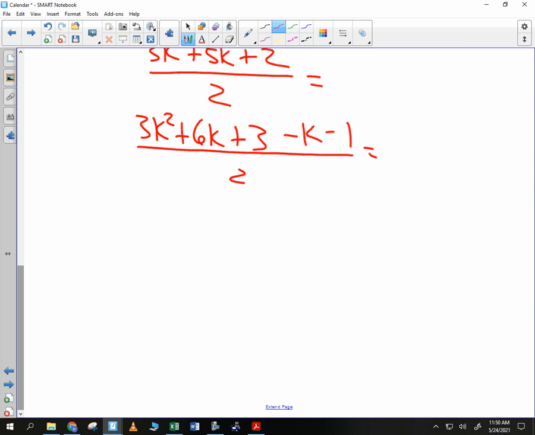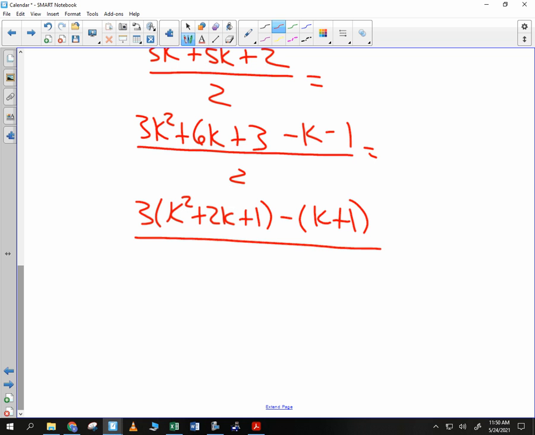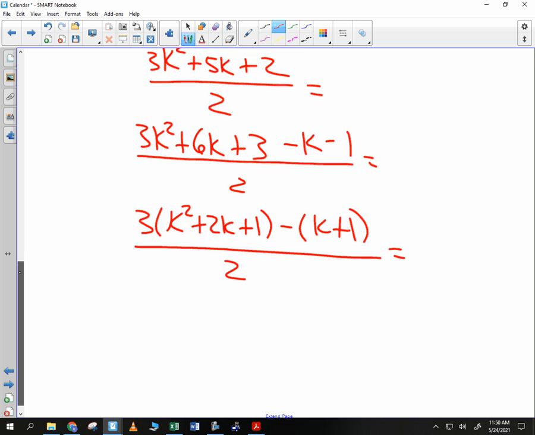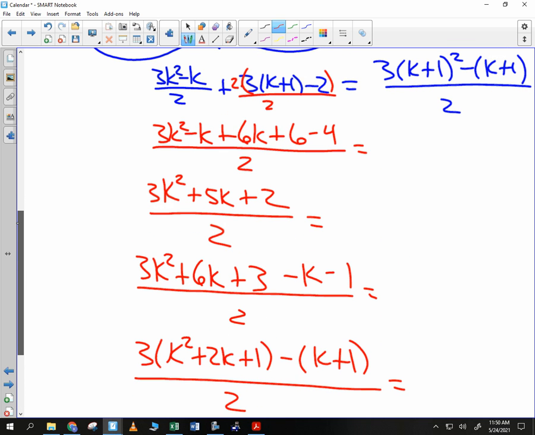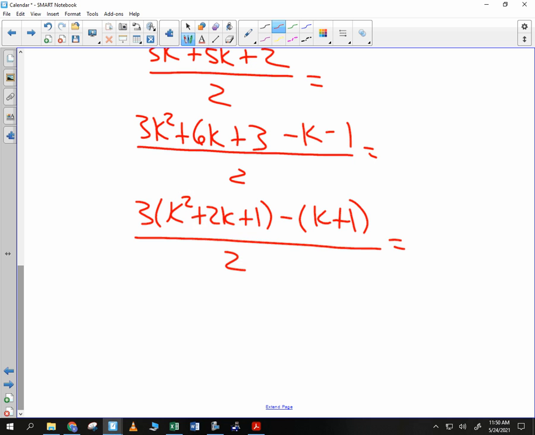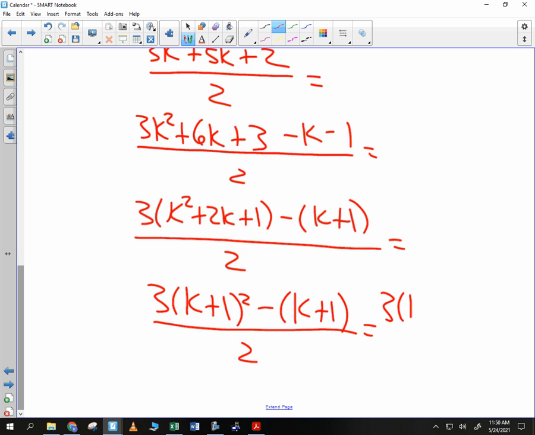So what should I factor out of this? A 3. And if you do, you get k squared plus 2k plus 1. What should you factor out of this? A negative 1. And you get k plus 1. Ooh, that looks pretty close to what we need, isn't it? All we have to do is just recognize that that's a perfect square. As in 3 times k plus 1 quantity squared minus k plus 1 divided by 2. And that equals 3 times k plus 1 quantity squared minus k plus 1 divided by 2.